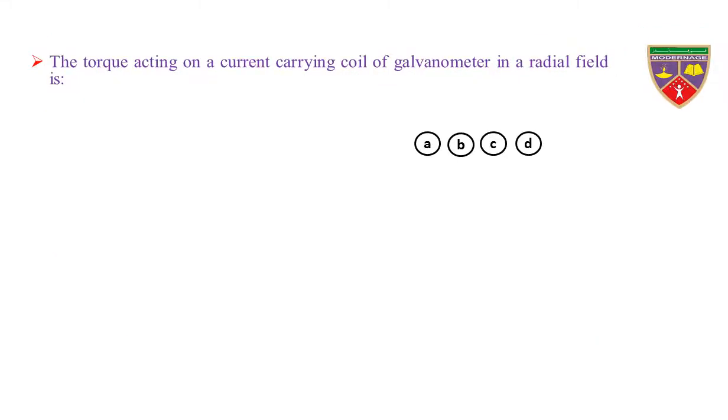The torque acting on a current carrying coil of a galvanometer in a radial field is: option A, NBA, where N is the number of turns, B is the magnetic induction, A is the area of cross section of the coil; B, BNIA, where I is the current; C, NBI; D, NBIA. The key is NBIA. Therefore, the correct option is D.